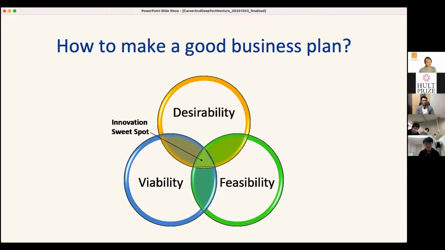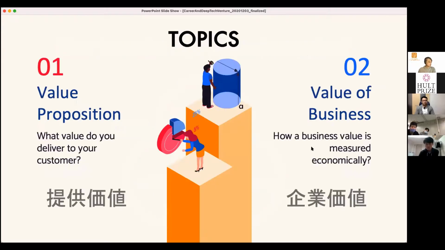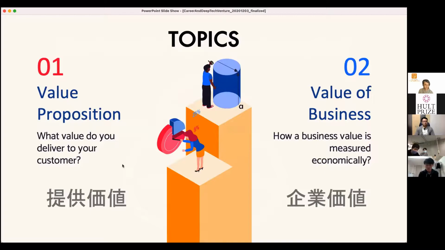And this is a concept. So what is the desirability and what is the viability and what is the feasibility? I want to break down a little bit. So I will talk about two topics today. So one is the value proposition and what value do you deliver to your customer? So value proposition in Japanese, 提供価値. So what value you want to offer to your customer? And the second topic is the value of business. So how a business value is measured economically.